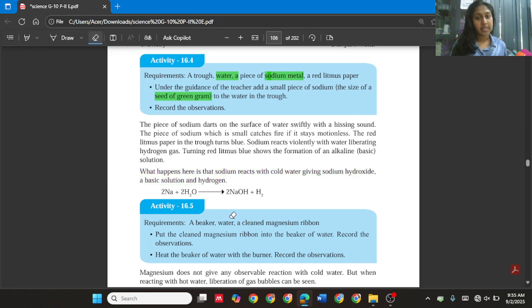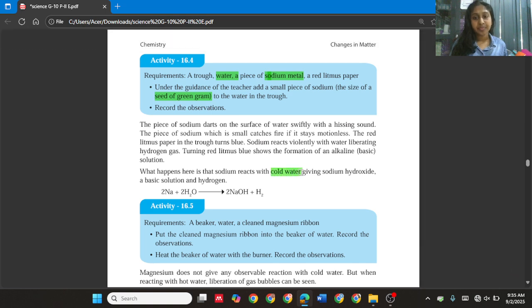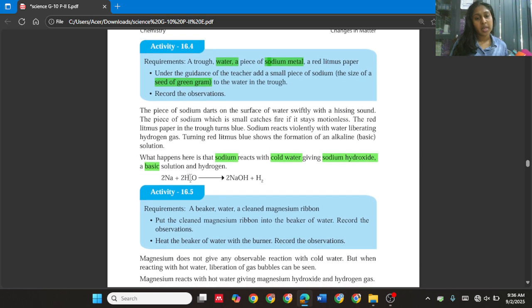Let's highlight like this. Sodium with cold water gives what? Sodium hydroxide, and it's a basic solution, and also hydrogen is given. Let's see whether it is balanced. 2Na, 2Na, 2 into 2, 4 hydrogen, 2 here, 2 here, 2 oxygen. Okay, correct.